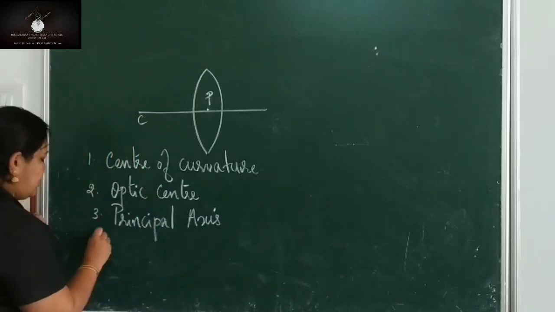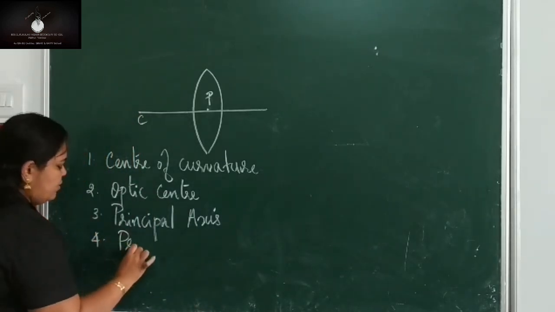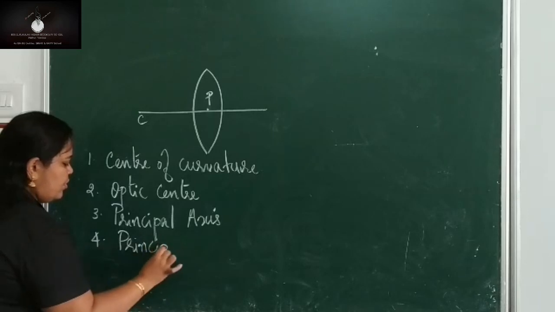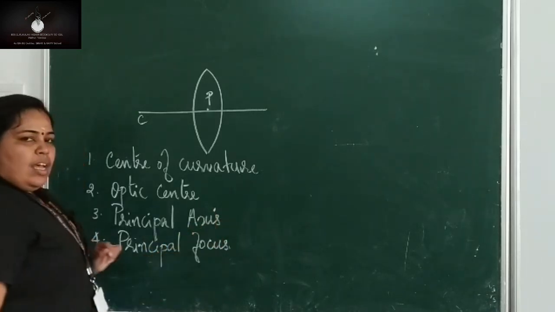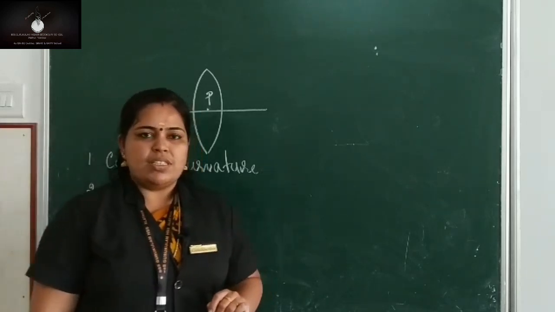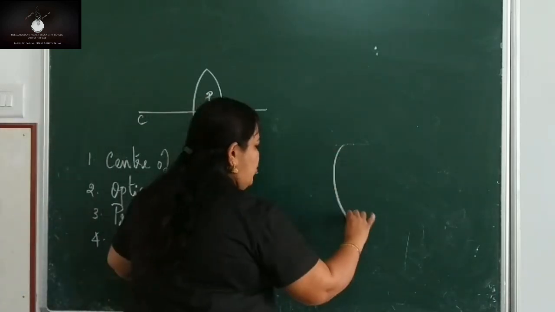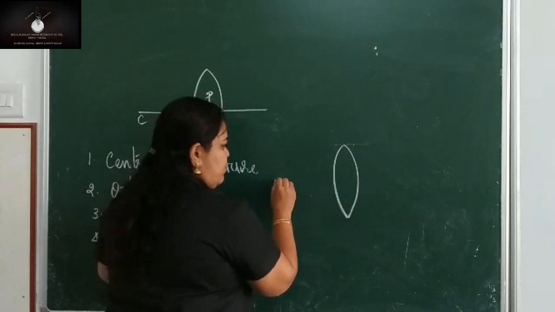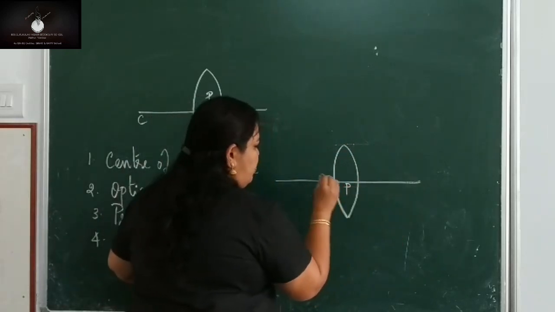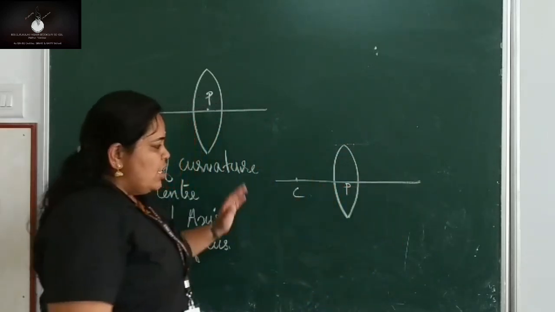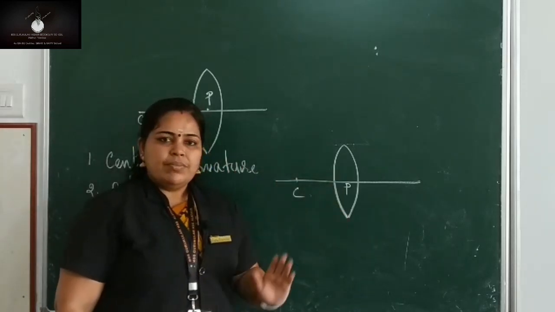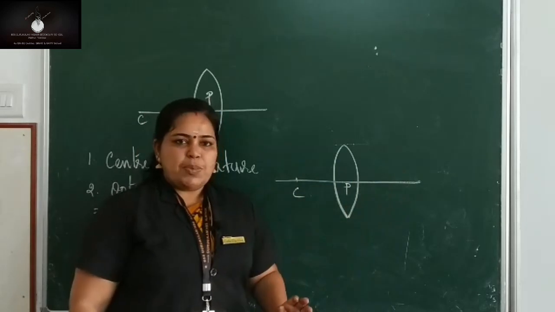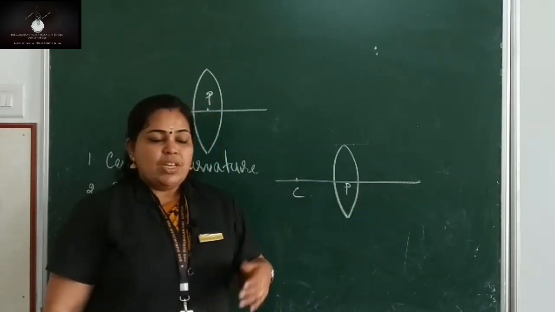Principal focus. How will you find out the principal focus? You know, lens is a transparent medium. This is the optic center, center of curvature. So what happens when light falls on this lens? The light ray gets transmitted.